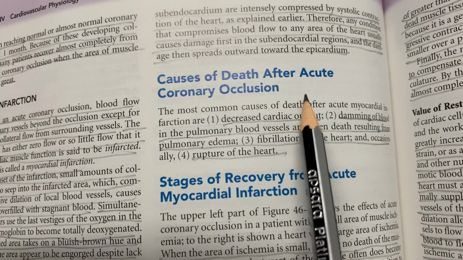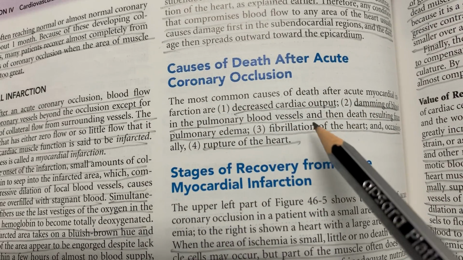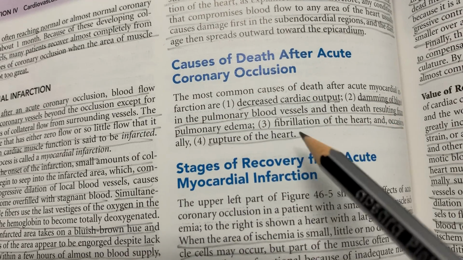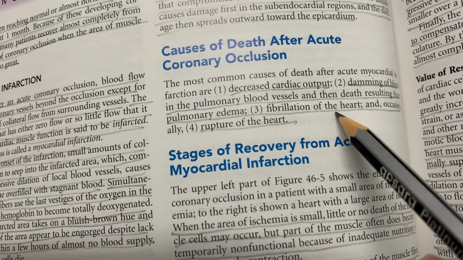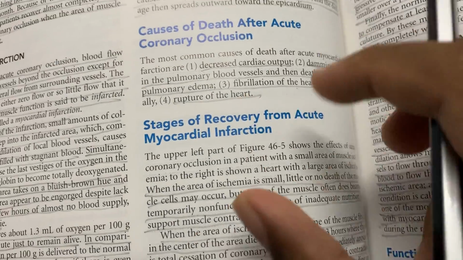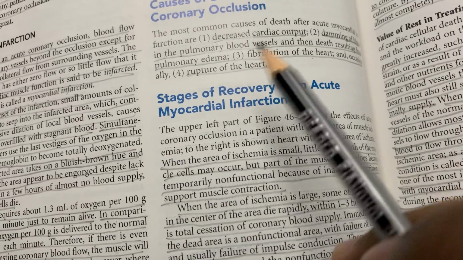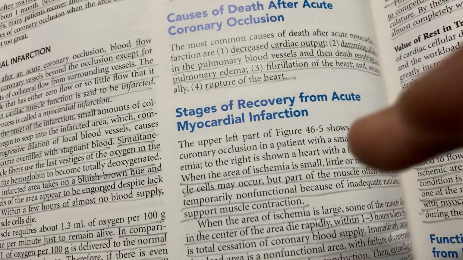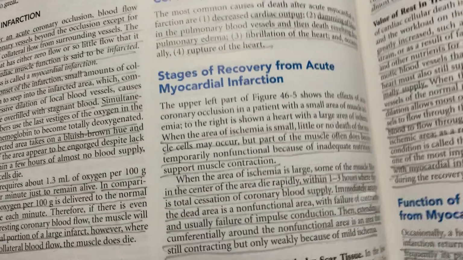Coming to causes of death after acute coronary occlusion, the most common causes of death after acute MI are decreased cardiac output, damming of blood in the pulmonary blood vessels and then death resulting from pulmonary edema, in which there is right heart failure, and then fibrillation of the heart, and occasionally rupture of the heart. Because blood is damming up, there is fibrillation, the heart does not beat properly, and then occasionally rupture of the heart because of excessive accumulation of blood. And if there is excessive accumulation of blood in the right heart, it causes pulmonary edema, and decreased cardiac output.